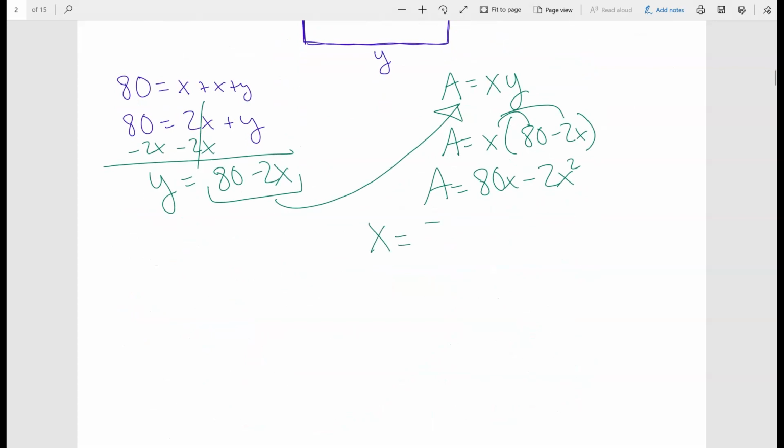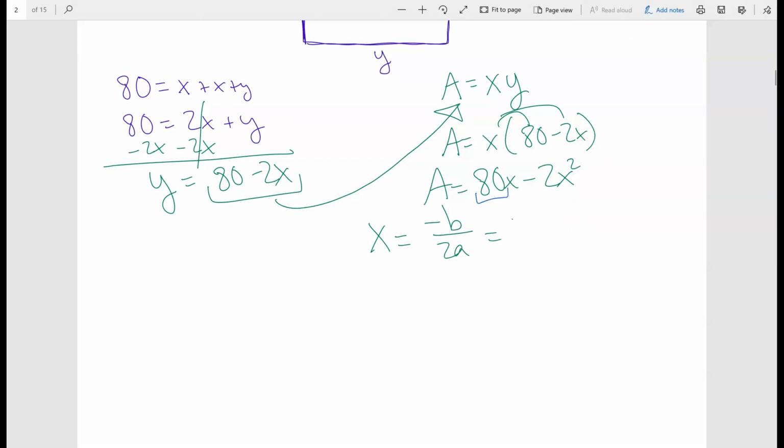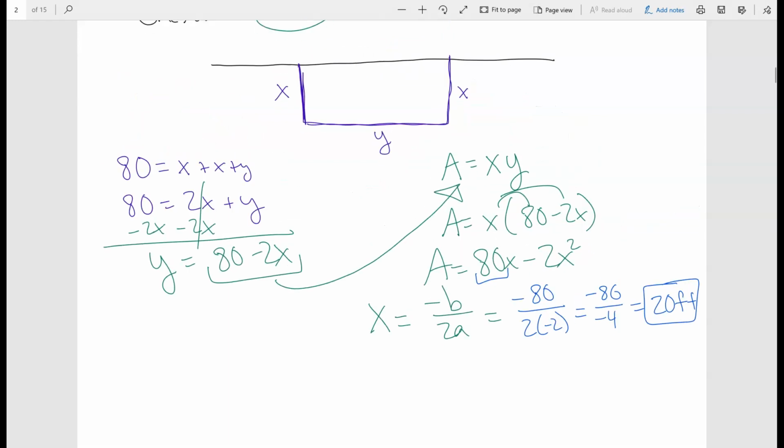X is equal to negative b over 2a. B in this case, remember, b is the one that has the x, which in this case is the 80. Negative 80 over 2 times a, which is this negative 2. So you're going to have negative 80 over negative 4. And then when you divide this out, you're going to get 20. So x, in feet, for these sides should be 20. So this side should be 20, and this side should also be 20. That's the dimension for that one.